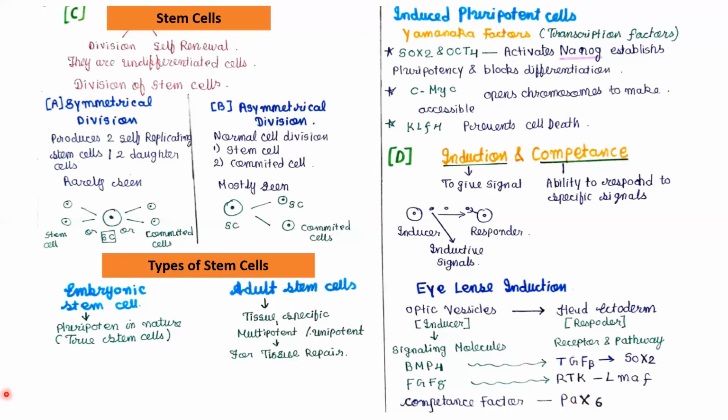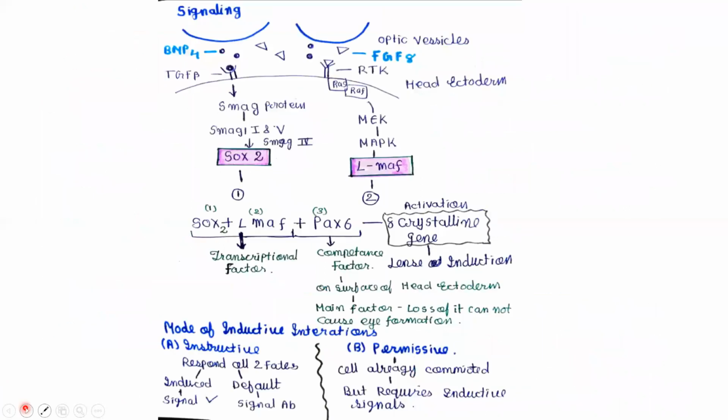In this figure we are seeing that BMP4 and FGF8 are both released by the optic vesicles. The head ectoderm has different receptors, namely TGF beta for BMP4 and RTK for FGF8, and they receive those signaling molecules, and a pathway runs inside the head ectoderm cells, or the responding cells.